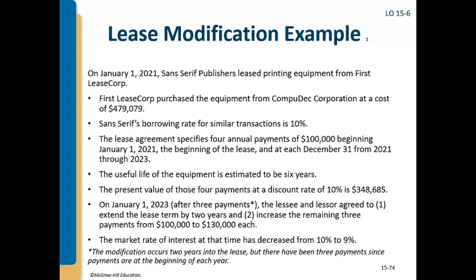All right, so we have an example here, pretty detailed, but you've seen this example before. Sans serif leased printing equipment from First Lease Corp. First Lease Corp purchased the equipment from Compudec at a cost of $479,079. The lessee's borrowing rate is 10%.